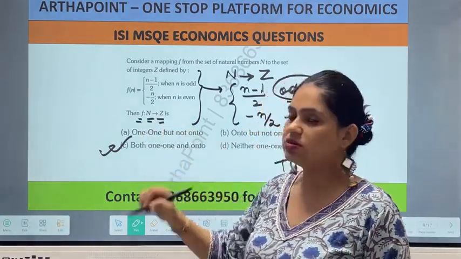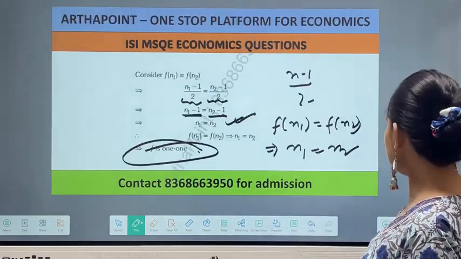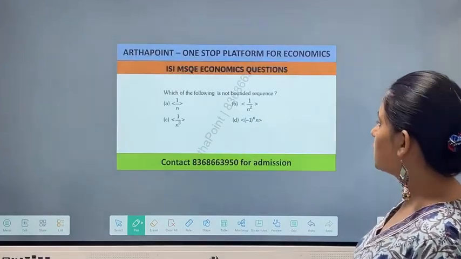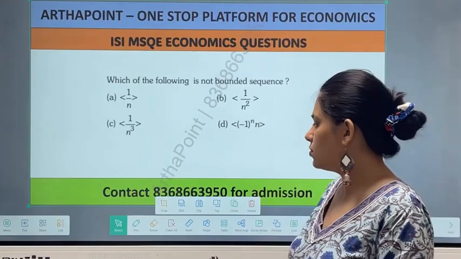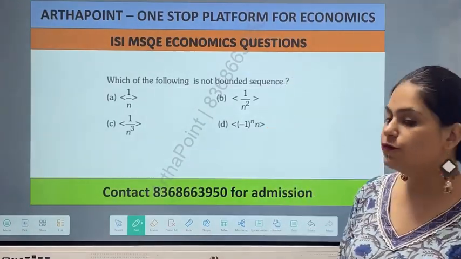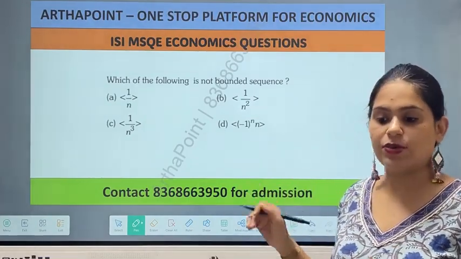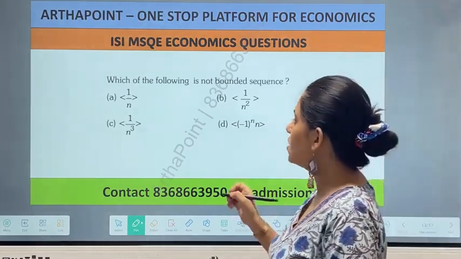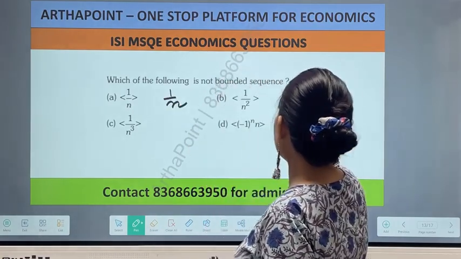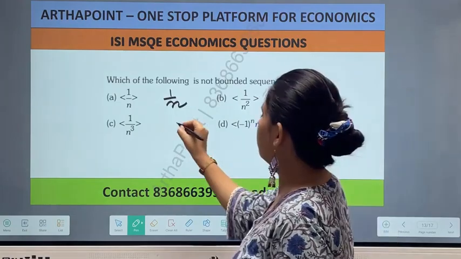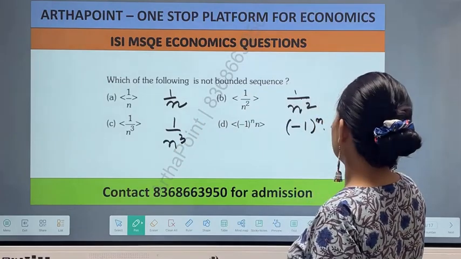Okay, beta, next question. I am giving you a moment. Try to solve this on your own. It says, which of the following is not a bounded sequence? I am waiting for your answer. The options given are 1 by n, 1 by n square, 1 by n to the power 3, and minus 1 to the power n into n. Which of the following is not a bounded sequence? Try to solve this.